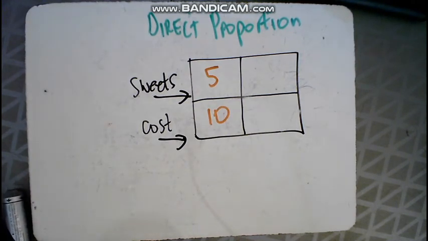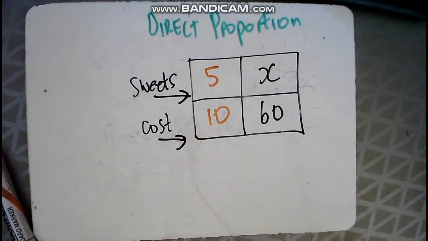And they ask how many sweets, that will be x, cost 60. So we fill in our box, how many sweets cost 60. How do we know that this is direct proportion? For example, 1 sweet costs 10 rand, 2 sweets cost 20 rand. So it has some sort of a pattern. The more sweets, the more cost.